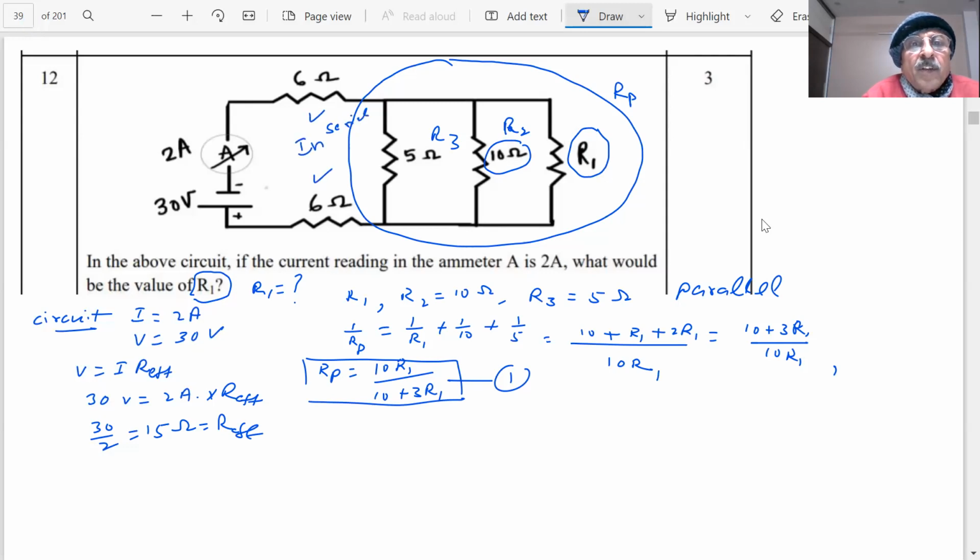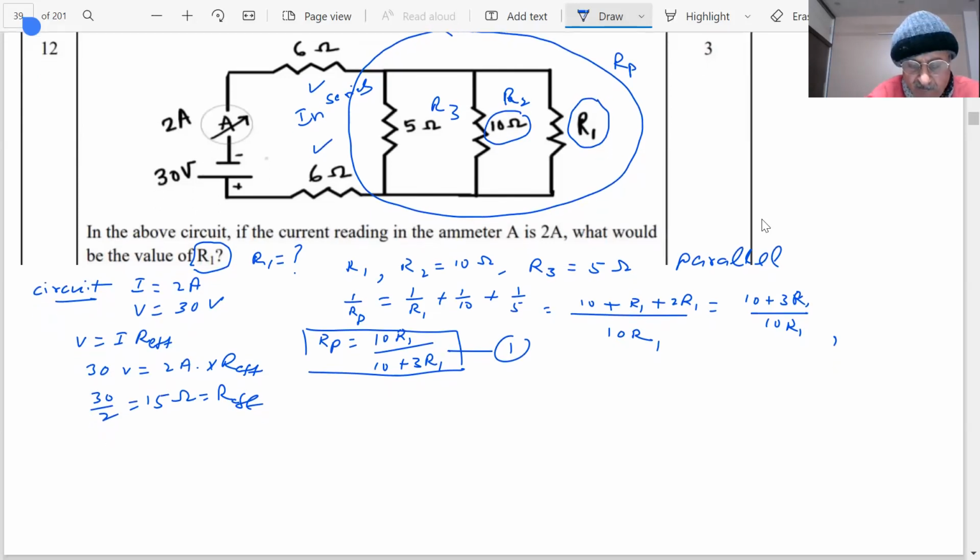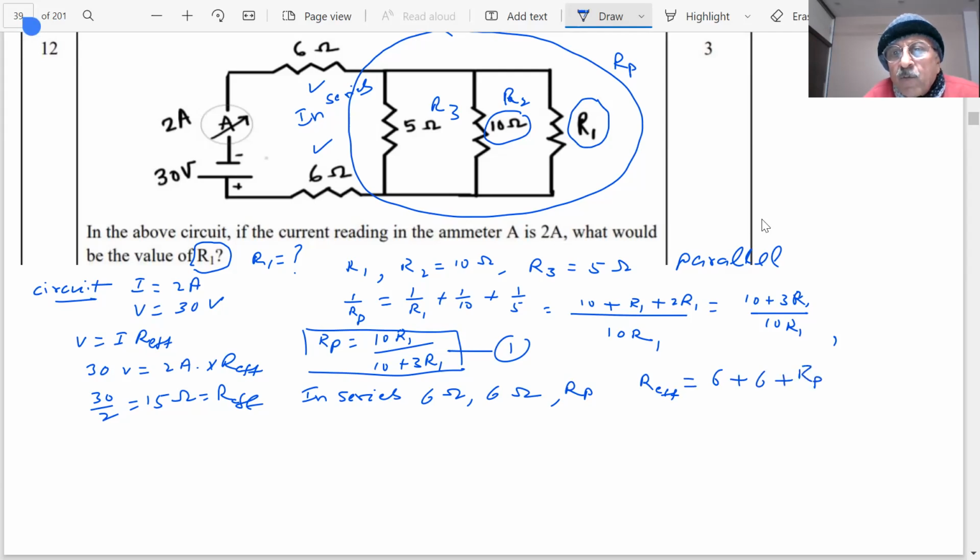In series 6. So what is the formula in series, student? Let me apply the formula in series. Be with me, student. The 6 ohm, 6 ohm and RP, these three are in series, means what? What will be the effective resistance then? Effective resistance will be 6 plus 6 plus RP, student. This is 12 plus what is RP, student? 10R1 divided by 10 plus 3R1. This is our effective resistance.